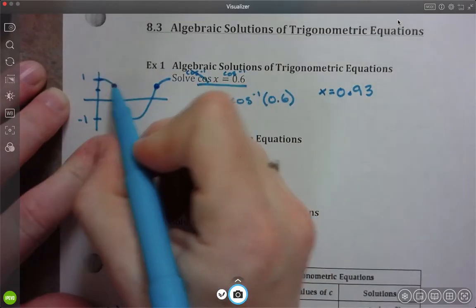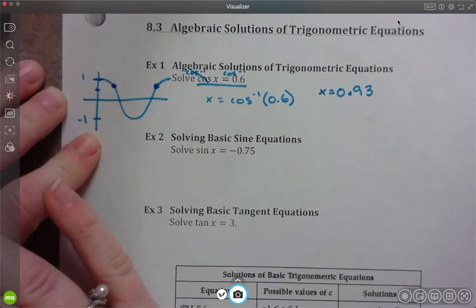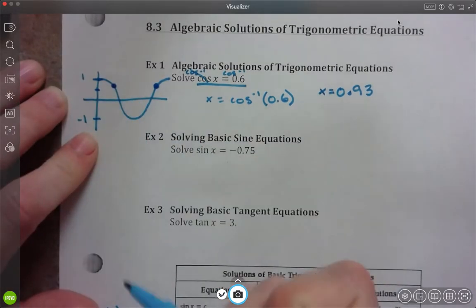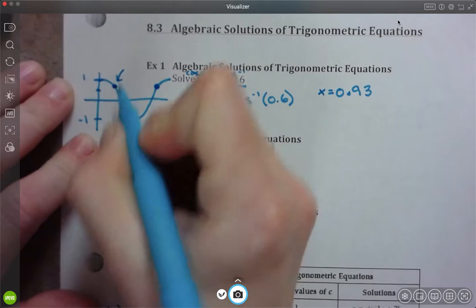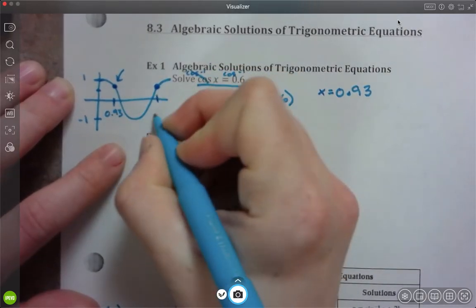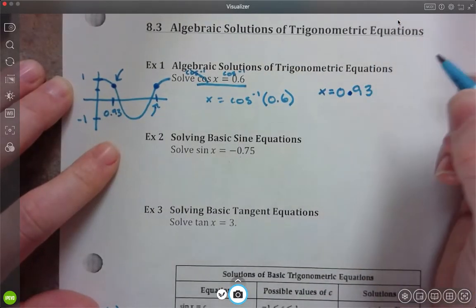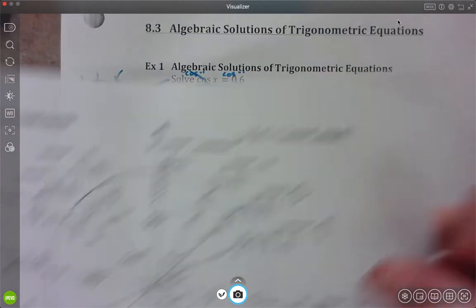So he does touch at two places, and that's what I'm solving for when I say cosine of x is 0.6. I want to find those places. The first place that he touches right here is at an x coordinate of 0.93. But I also want to know this place right there. Where is that located? To do that, I'm going to look at my unit circle here.